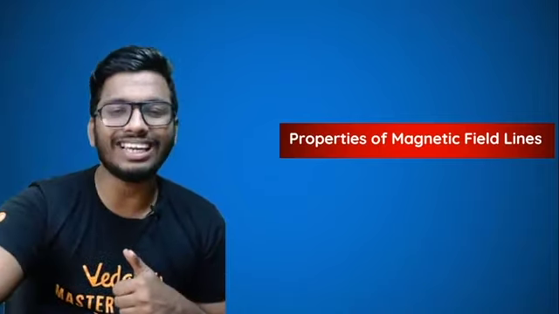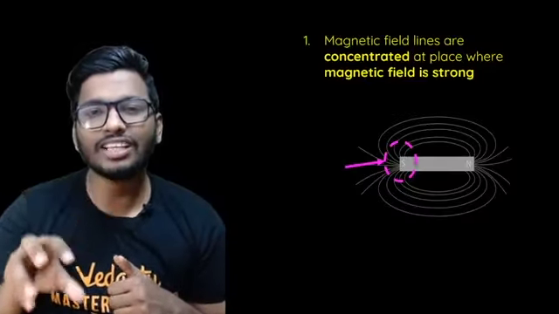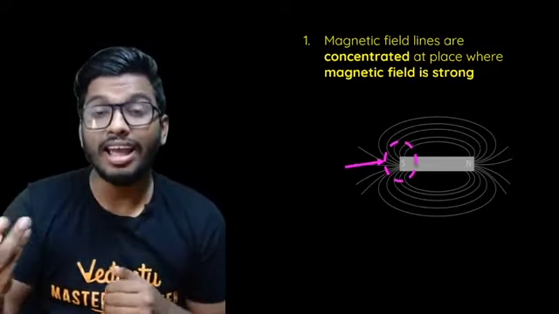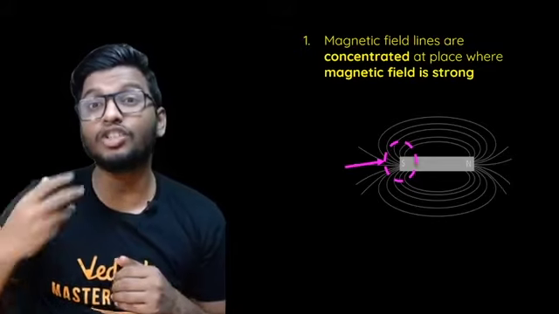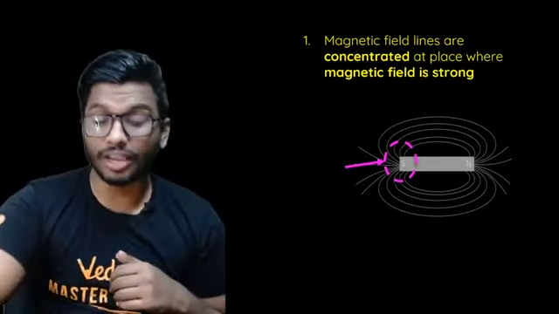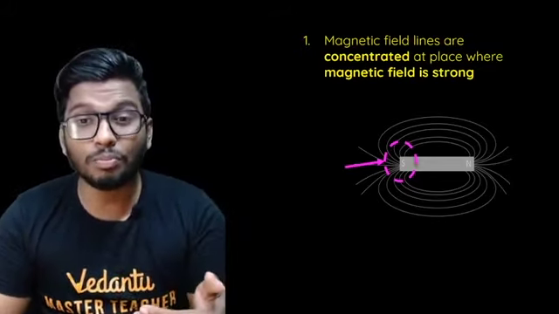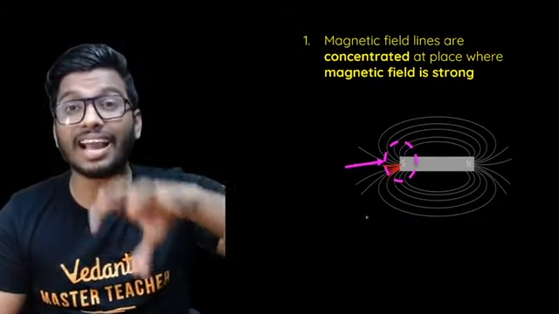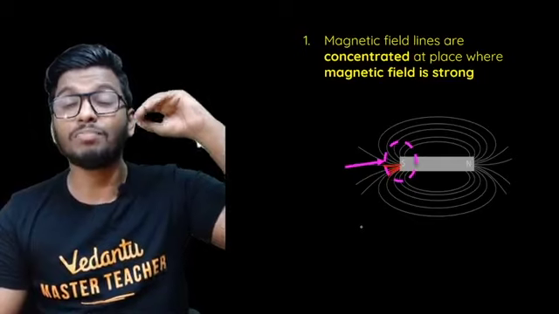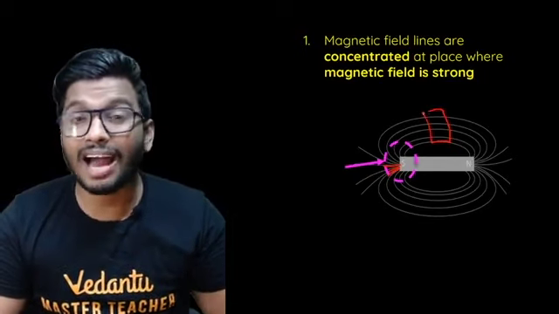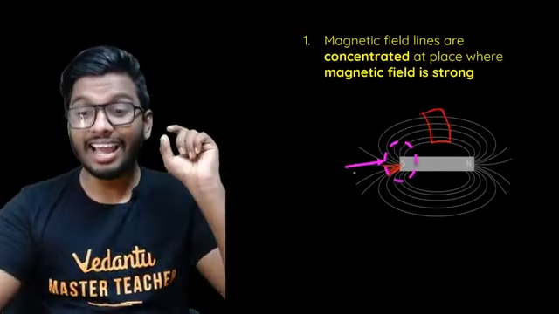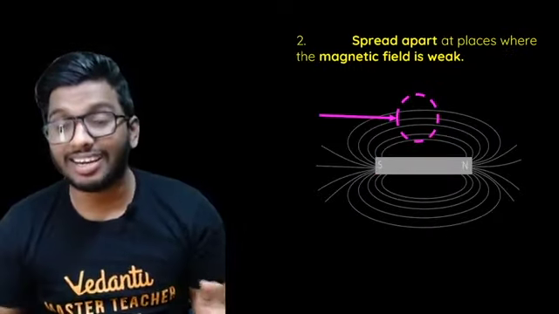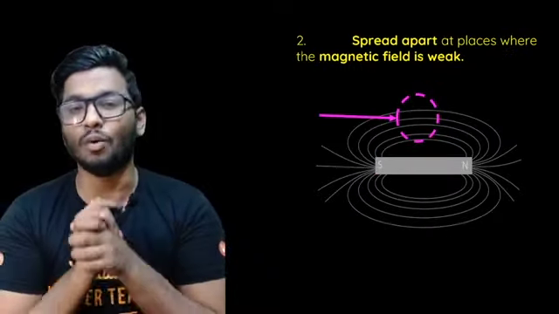The first property is that the number of lines will be more in places where the magnetic field is strong. Like in this case, see the North Pole and the South Pole, there are more lines, which means that the strength of the magnetic field over there is much greater than in the center. If the space between the lines is more, or if they're spread apart, then you can see that the magnetic field over there is weak.